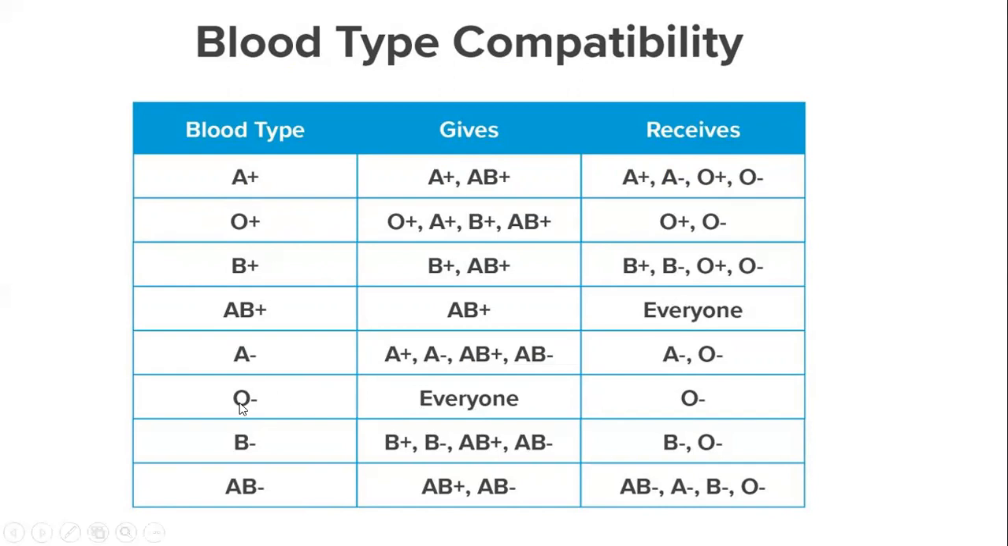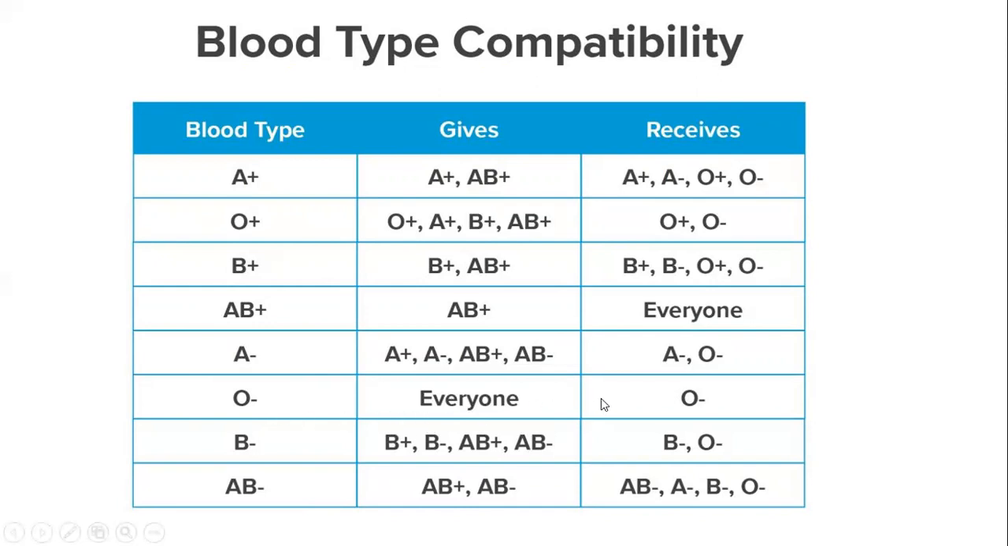Why? Because O is recessive, and so it can be covered over by any of the other ones. In other words, if you receive an O transfusion, because there's no proteins on the outside of that O blood, A blood accepts it, B blood accepts it, O positive blood accepts it, AB accepts it, and so do all of the positive and negative varieties in there.